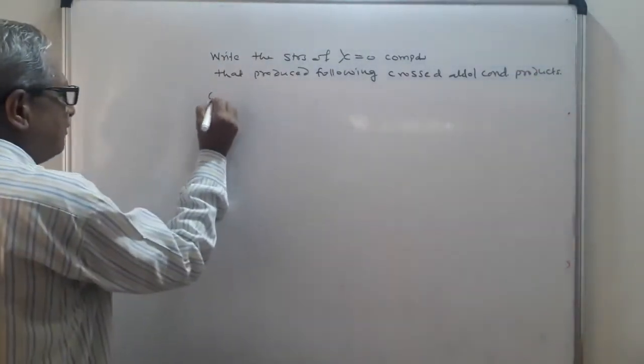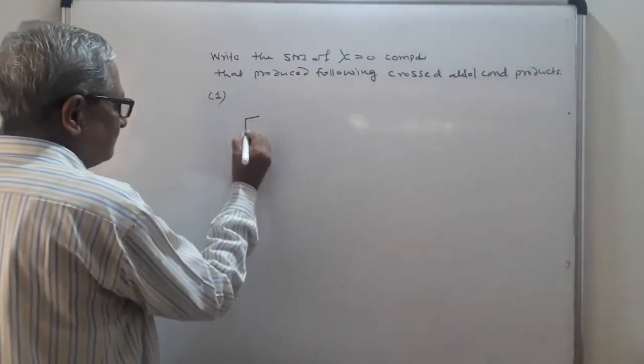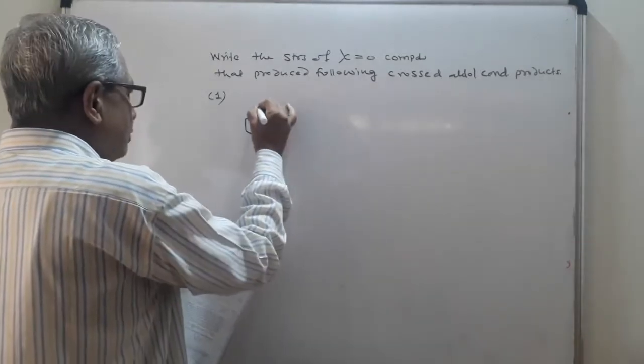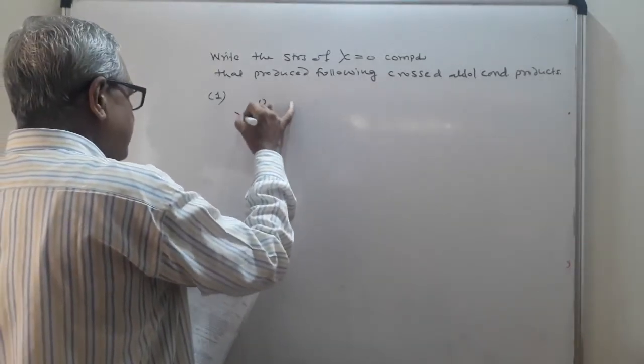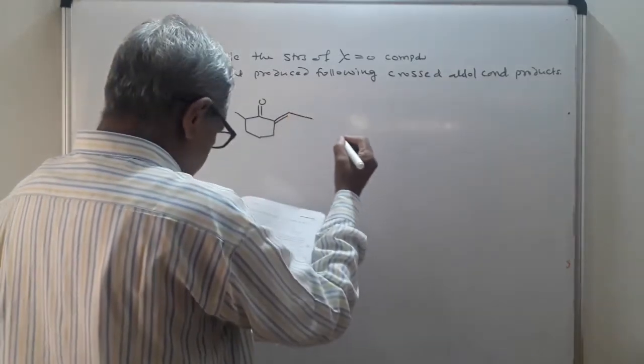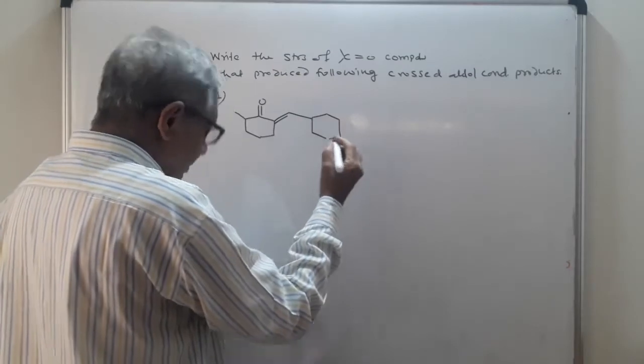So I will give the first example. The first example is like this: a 6-member ring with a carbonyl group, CH3, a carbon-carbon double bond, and a 6-member ring with alternate double bonds.